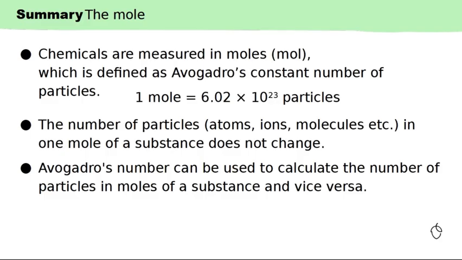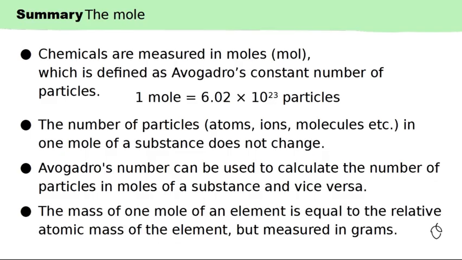Okay, so 1 mole of a substance is always going to be the substance's relative atomic mass. And Avogadro's number can be used to calculate the number of particles in moles of a substance and vice versa. And the mass of 1 mole of an element is equal to the relative atomic mass of the element, but that is measured in grams.